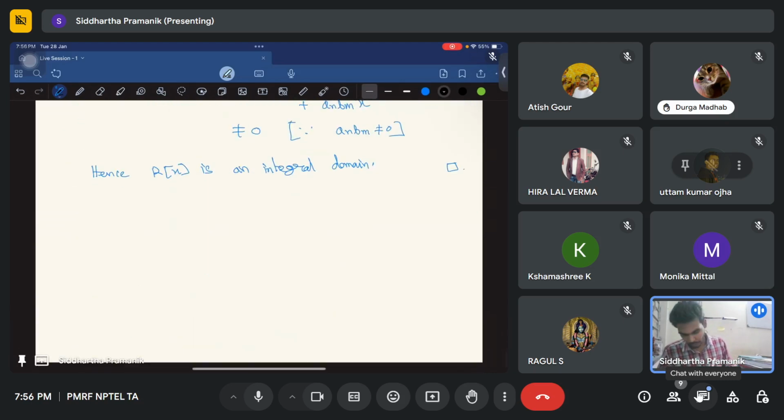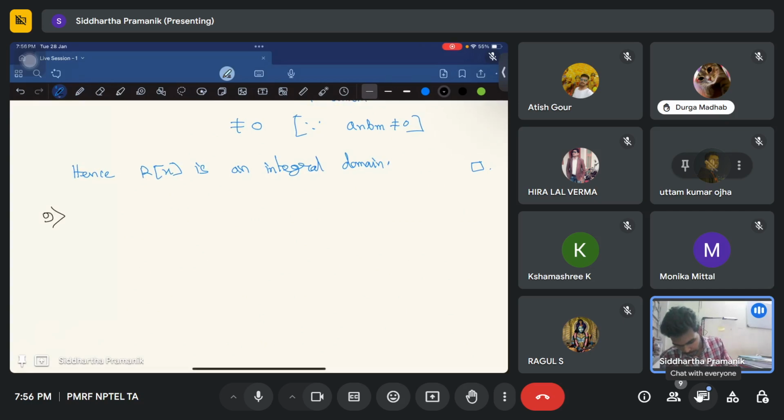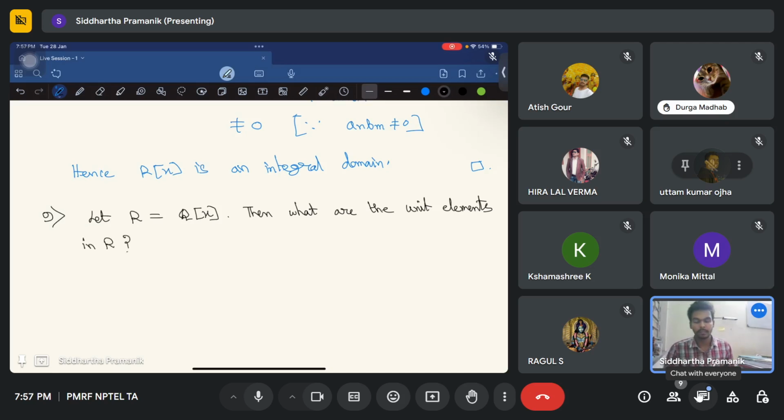Now let's do one more problem in polynomial ring. So let R be the polynomial ring Q[x], meaning all polynomials over rational numbers. Then what are the units of this ring? What are the unit elements in R? So in this ring, which elements are units?